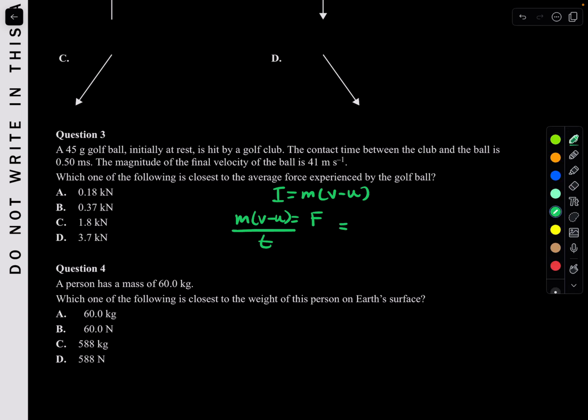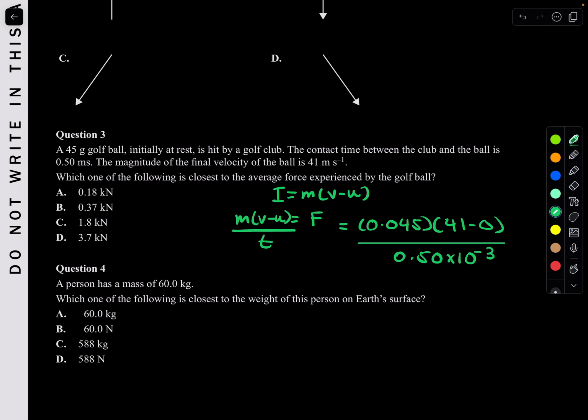Let's put that into our calculator. So mass, what's the mass of the golf ball? Well, remember it's in grams, so make sure it's in kilograms. So divided by 1,000, that gives me 0.045 kilograms. V is your final velocity, and we know the final velocity is 41 meters per second, minus your initial, which was at rest, so minus 0. All being divided by the time. And be careful, the time is in milliseconds, so you need to convert it to seconds, which is 0.5 times 10 to the power of negative 3, since milli means 10 to the negative 3. Put that in your calculator and you should get your force.